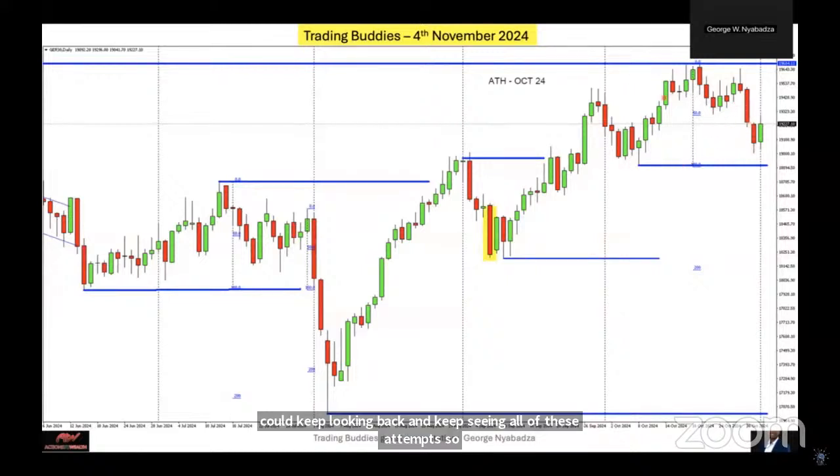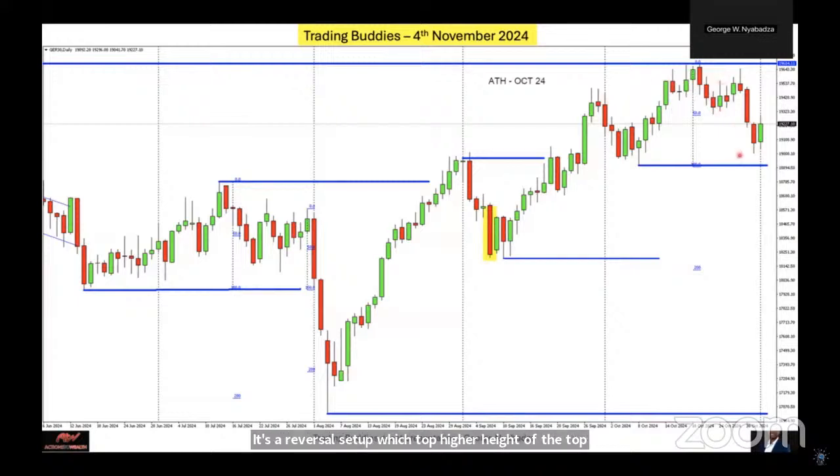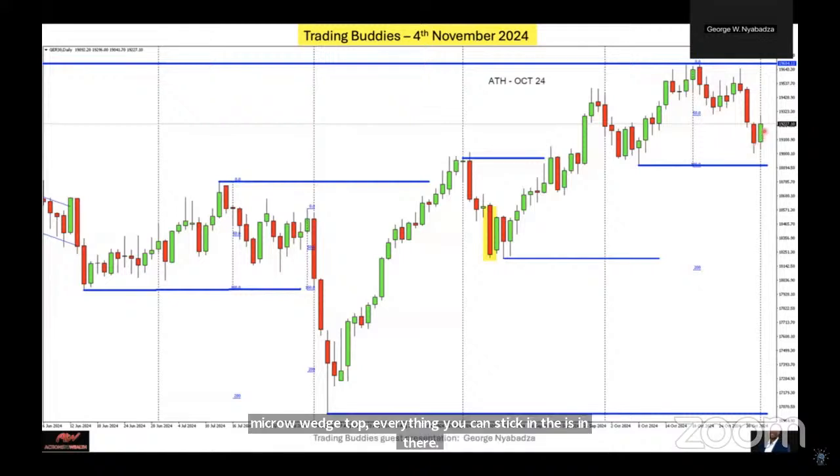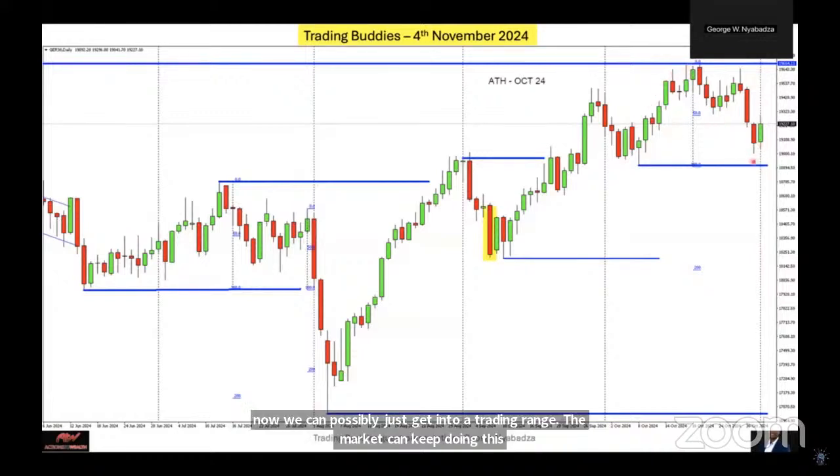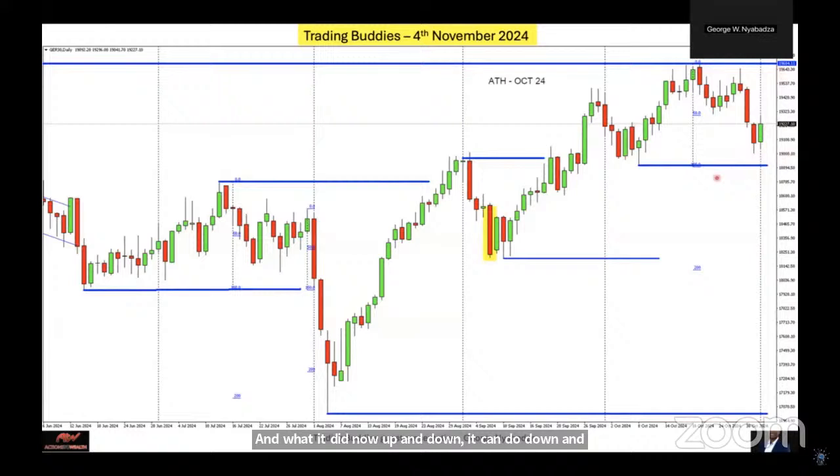It's a reversal setup: wedge top, higher high, double top, micro wedge top, everything is in there. But all the bears had to do for us on Friday was to give us a candle closing here, and then we'd all have been saying, sell, sell, sell. But they failed to do that, which is good for the bulls, right? Because it doesn't mean we're going to break out above that, but now we can possibly just get into a trading range. The market can keep doing this. What it did now, up and down, it can do down and up, to the top and down again, to the end of the year.